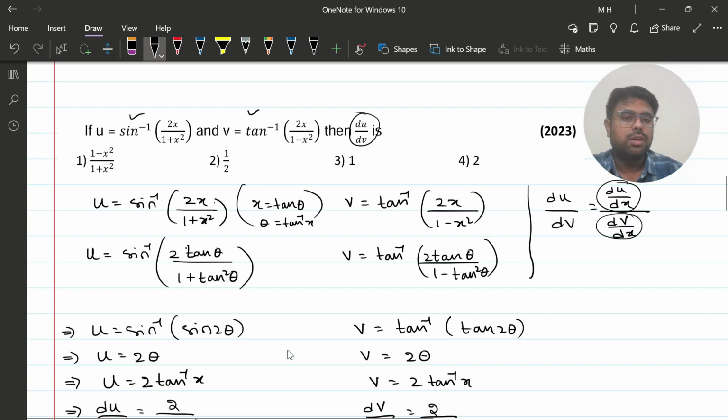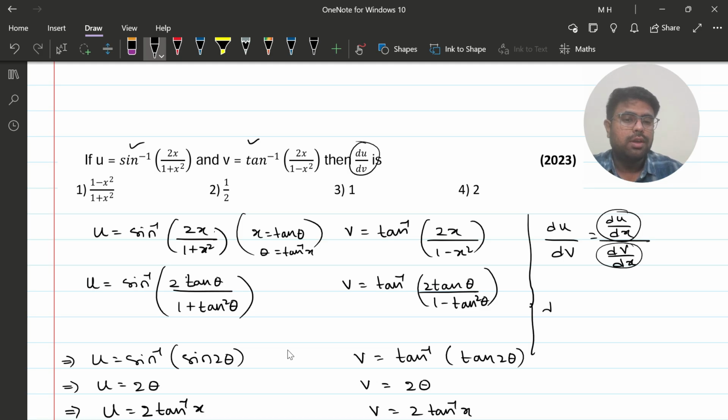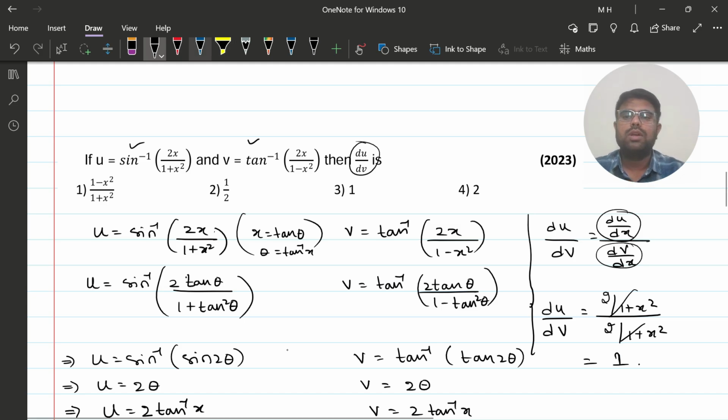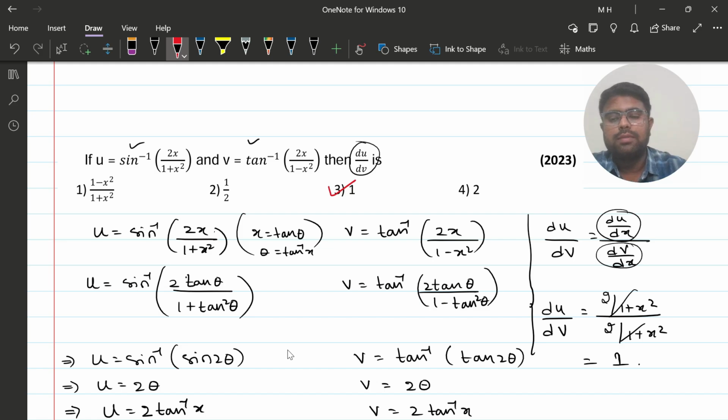So therefore du by dv would be du by dx, which is 2 by 1 plus x square, divided by dv by dx, which is also 2 by 1 plus x square. Both of these will get cancelled out to give you 1. So therefore it must be 1. That is option 3. Fine.